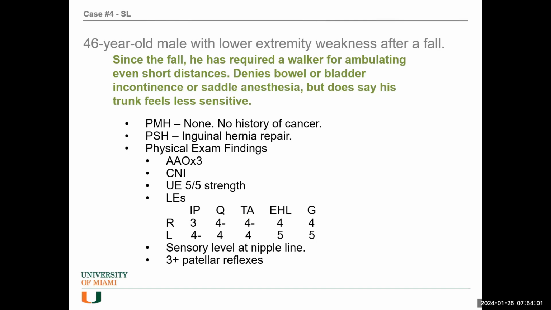Sorry, Sumit. So it looks like weakness in the IPs. He's hyperreflexic. And then does he have clonus at all? He does. He has some beats of clonus and a sensory level at the nipple line. So yeah, since he has a sensory level at the nipple line, I would think probably around T4. Exactly. So around that T4 area, you're concerned that there is some sort of pathological issue at that level, fracture or a mass or something.